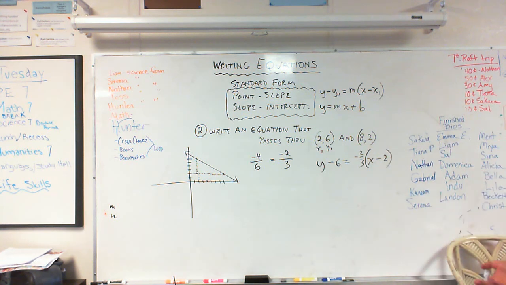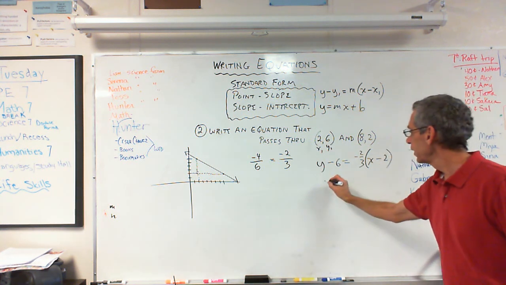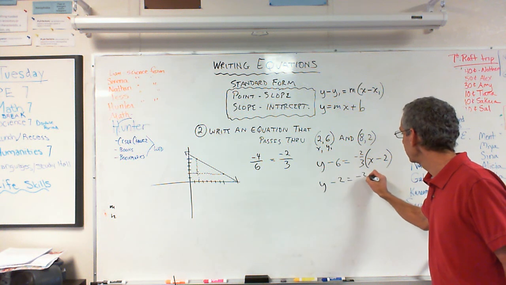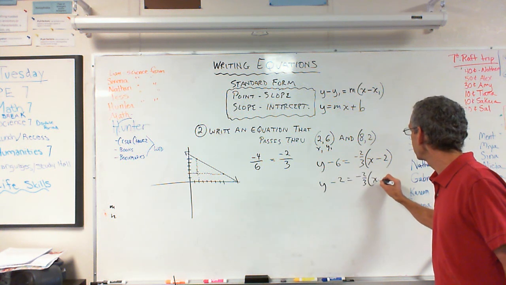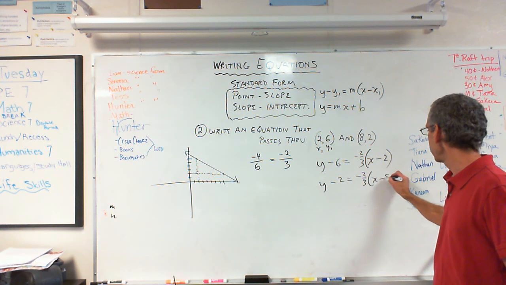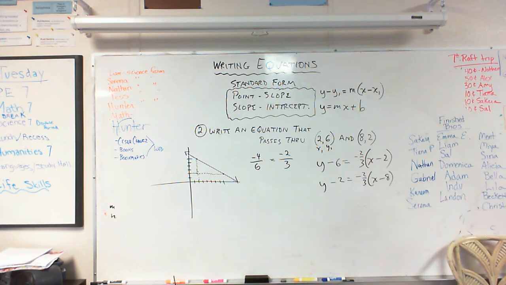Look at that. That was one of them. I could use this point too, and they would look very different. y minus 2 is equal to negative 2/3 times (x minus 8). Look, those are identical. They don't look identical, but they're identical.